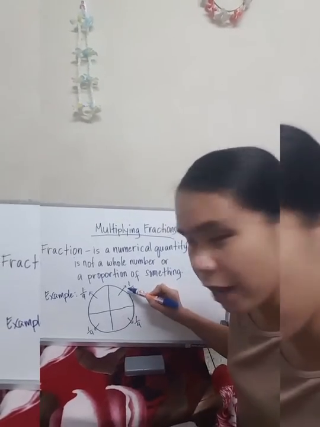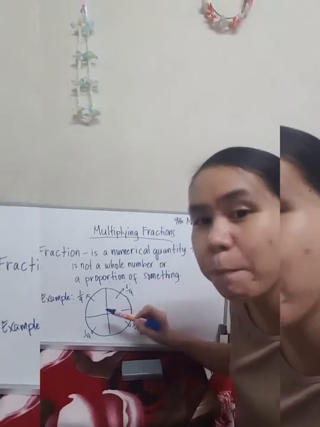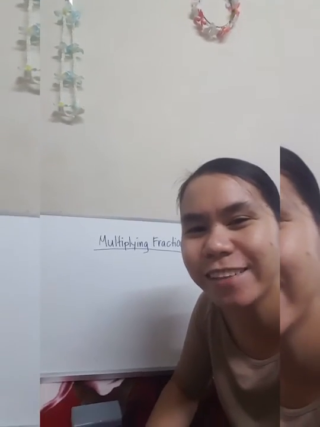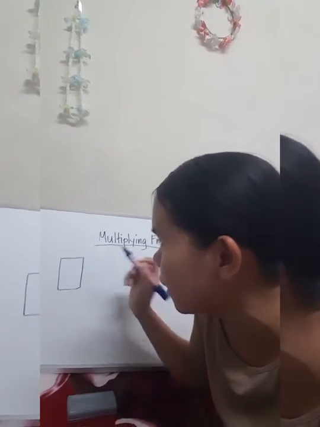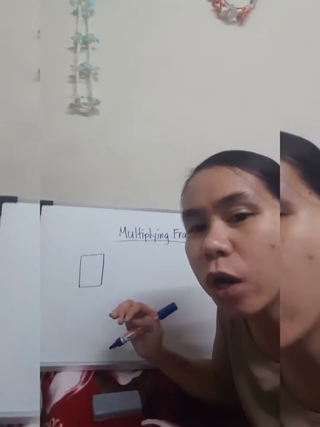Okay? Again, it is a proportion of something. It's a part of this whole. Another example, chocolates. Who likes chocolates here? Me. So, for example, this one is a rectangular chocolate. You want to divide this chocolate into 8 equal parts.